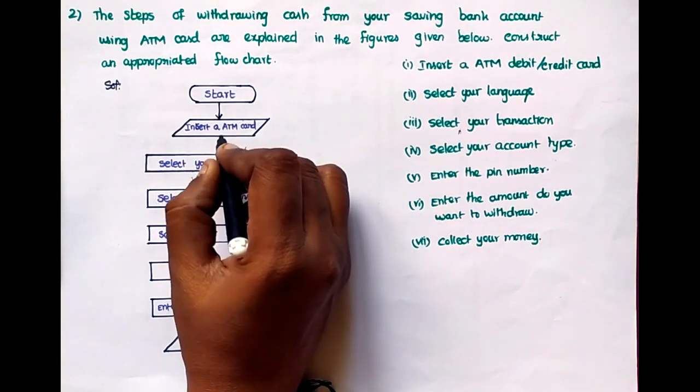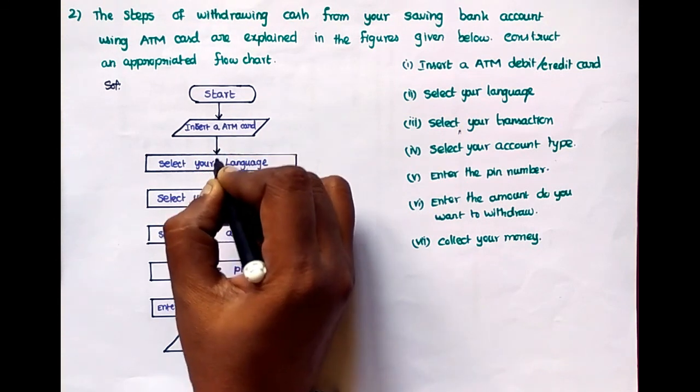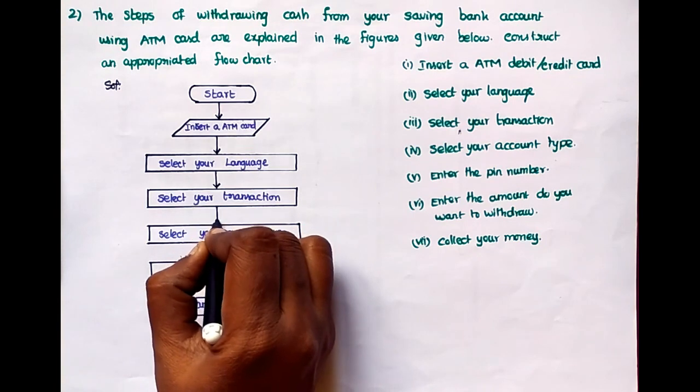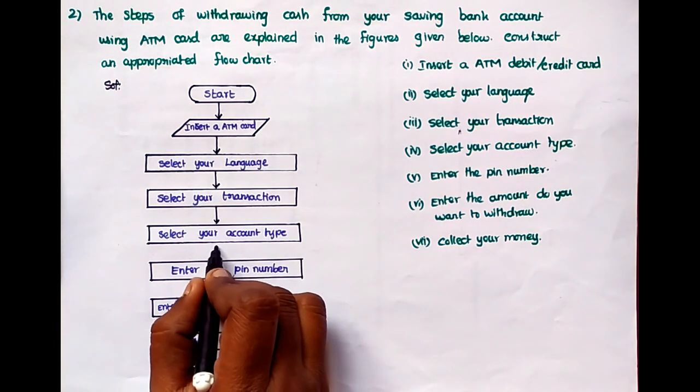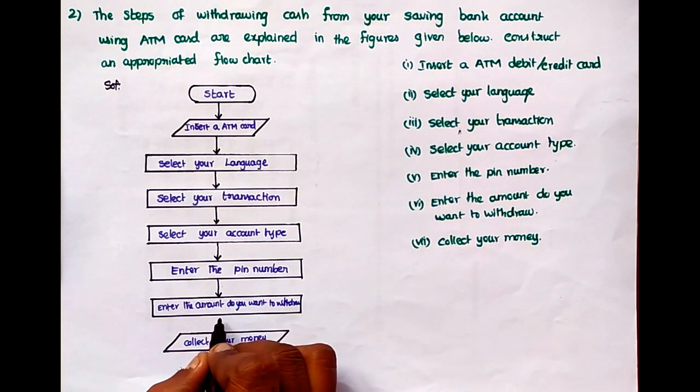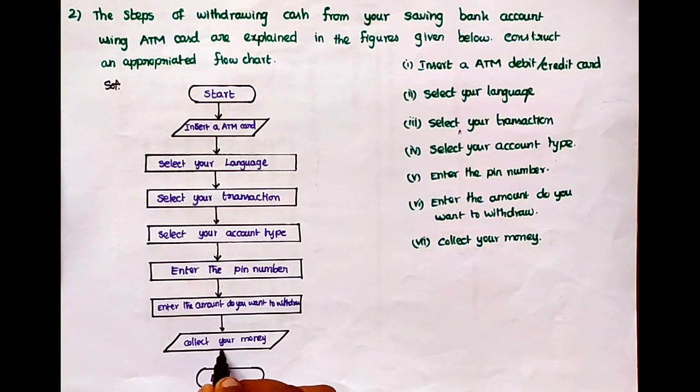First start, and then insert your ATM card, and then select your language, and then select your transaction, and then select your account type. Now enter the PIN number, and then enter your amount, and then collect your amount, then end. That is the answer.